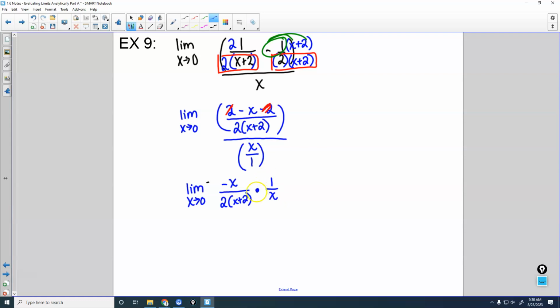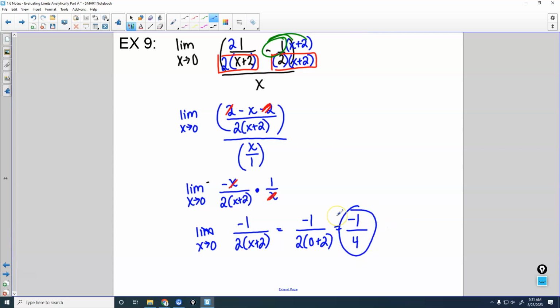Okay, you got multiplication in between here, so the x's can cancel. The negative did not cancel. The negative is still there, but the x's can cancel. And so if we multiply straight across, we're going to get negative 1 over 2 times x plus 2. And something has canceled now, so this is when we want to try direct substitution again. So we will have negative 1 over 2 times 0 plus 2, which is negative 1 over 4. So negative 1/4 is our answer.